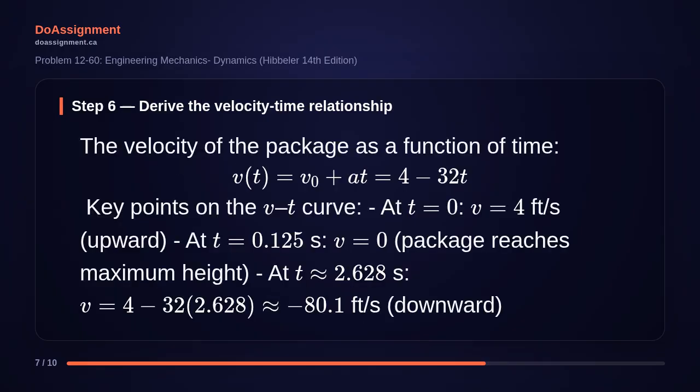The velocity decreases linearly with time according to v equals 4 minus 32t. At t equals 0, velocity is 4 feet per second upward. The velocity reaches 0 at t equals 0.125 seconds when the package reaches maximum height. At t equals 2.628 seconds, the velocity is approximately negative 80.1 feet per second, meaning the package is moving downward.